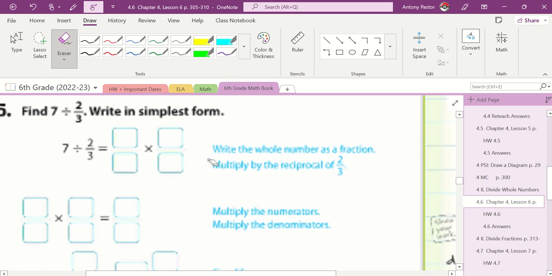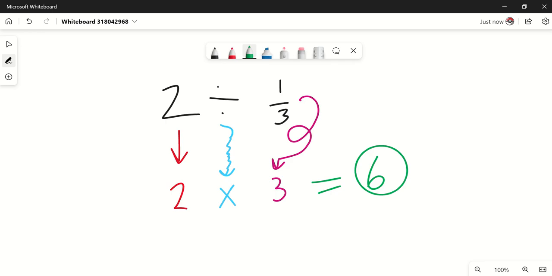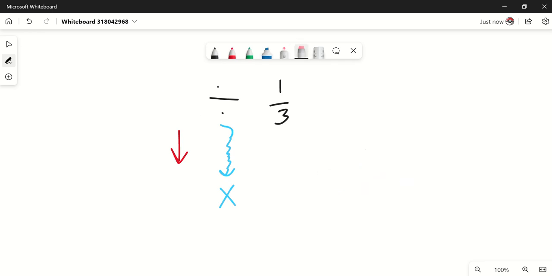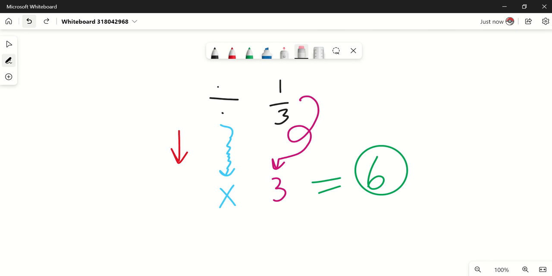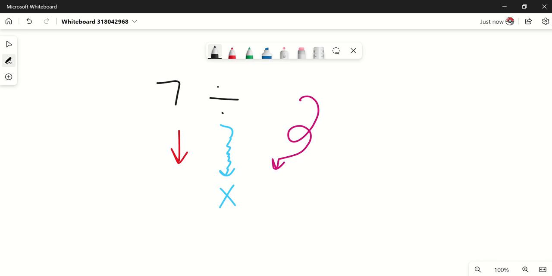Find 7 divided by 2/3, in simplest form. So 7 divided by 2/3. I should have left that one there. Let's do this. I'm still going to leave my arrows because 7 will still be 7. 2/3 will flip, and the division symbol will become multiplication. So 7 will stay the same.